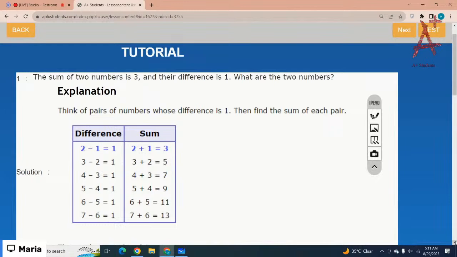You can see here, 2 minus 1 is 1 and 2 plus 1 is 3. See, when you calculate the difference, 2 minus 1 equals 1 and the sum, 2 plus 1 equals 3. So that means the numbers are 1 and 2. 1 and 2 are the numbers whose difference is 1 and whose sum is 3, right?